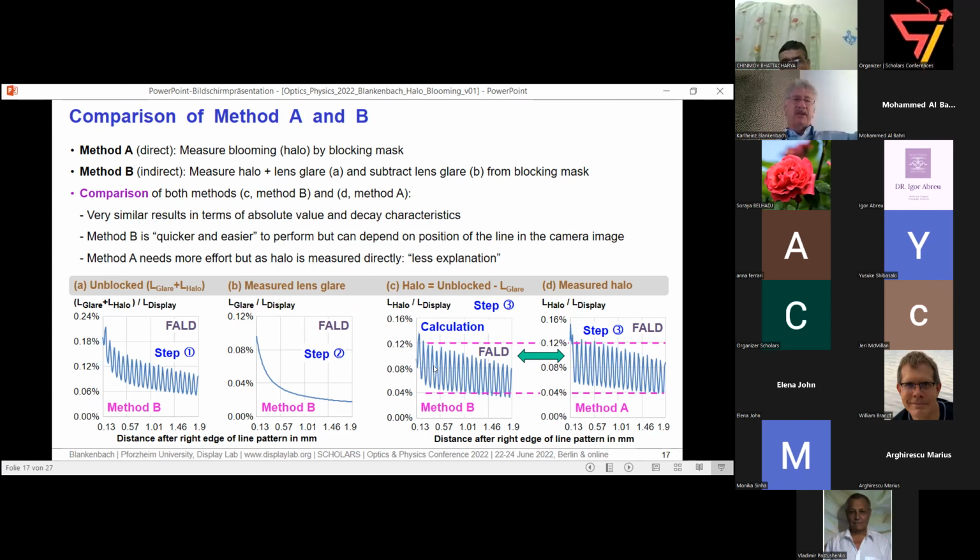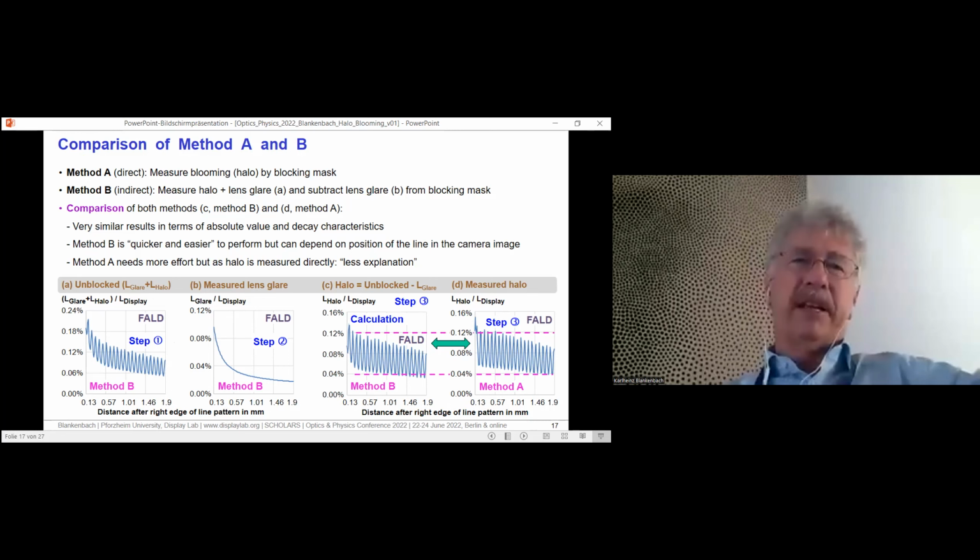So you might argue method B is quicker and easier, that's right. However, method A needs some more effort, but less explanation, as you measure the halo directly and not indirectly like in method B.